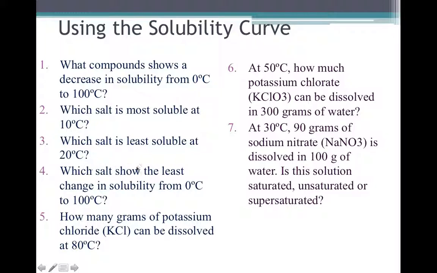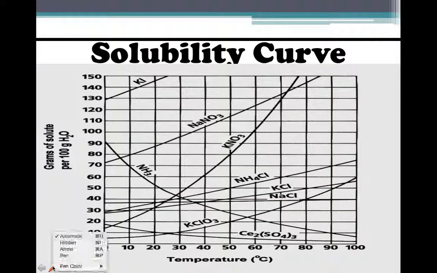Next one. Which salt shows the least change? The least change means it's going to be kind of like a flat line. So I'm going to go back, get my pen, and I want to know which line looks the most like a flat line. Okay? And when I come up here, the one that looks the most like a flat line, I can see it right here, this line right in here, and it's NaCl. There you go. It has the flattest line.